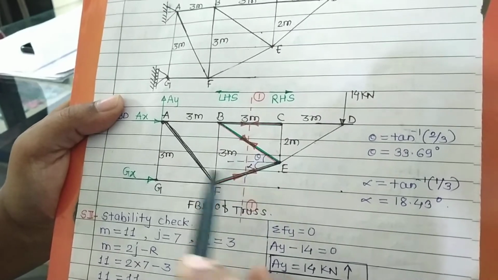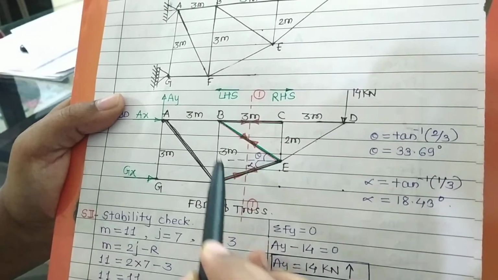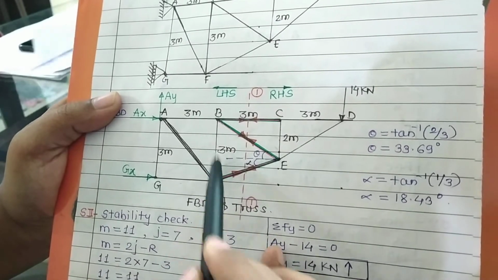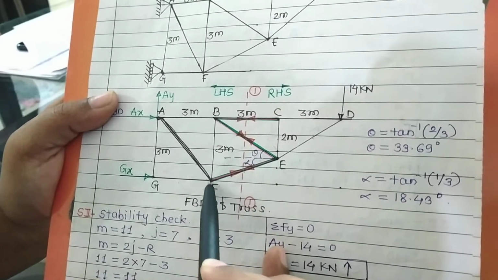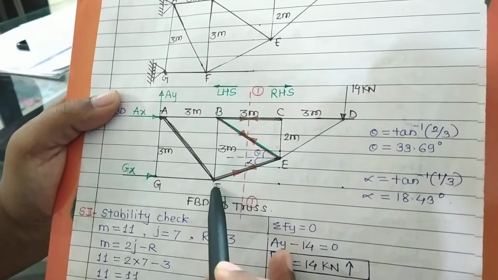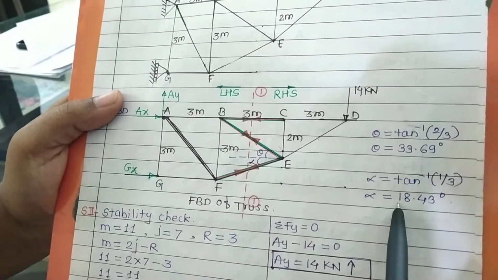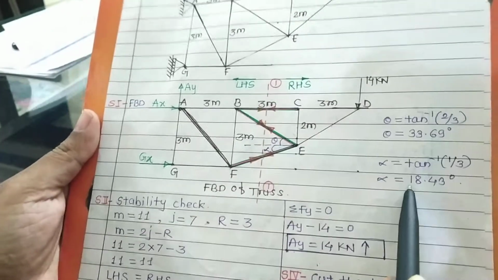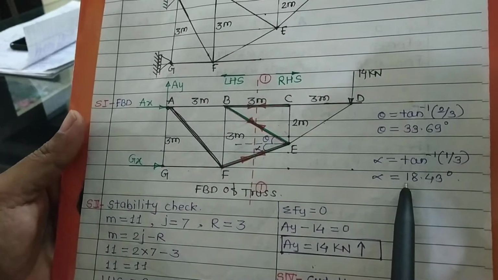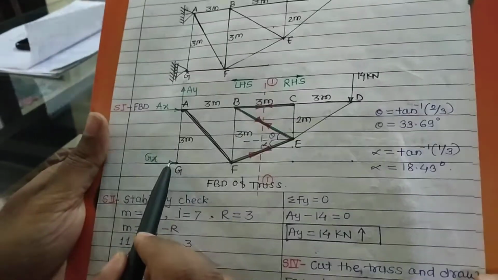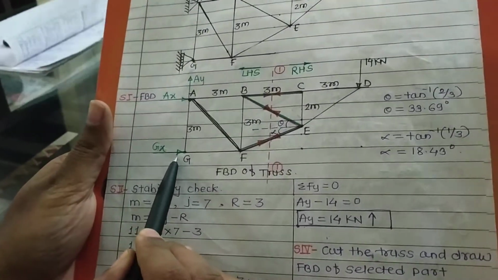Alpha becomes equal to, this side is 1, because the upward distance is 2, the total distance is 3, and the remaining will then be 1. So in this triangle, opposite upon adjacent is 1 by 3, which equals tan inverse of 1 by 3. That is alpha, which is 18.43 degrees. So the very first step, we have drawn the free body diagram of the given truss.